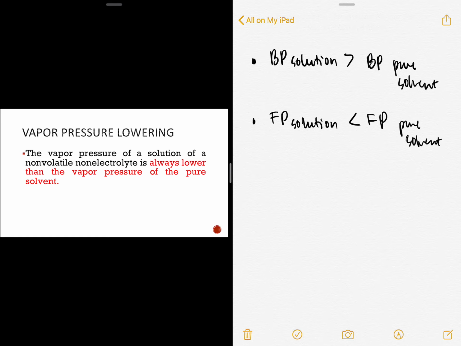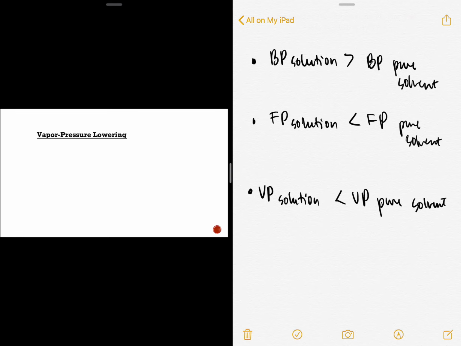So again, pag vapor pressure lowering, ang vapor pressure daw ng ating solution ay laging mas mababa kesa sa vapor pressure ng ating pure solvent. Ayan. So yan lang yung relationship nila, no? It's very easy. And this statement is self-explanatory. Now, we move to the computation, to the calculation. So if you want to compute for the vapor pressure lowering, you use Raoult's law, no? So this is the formula for Raoult's law.